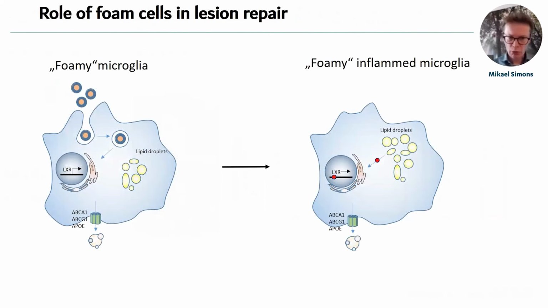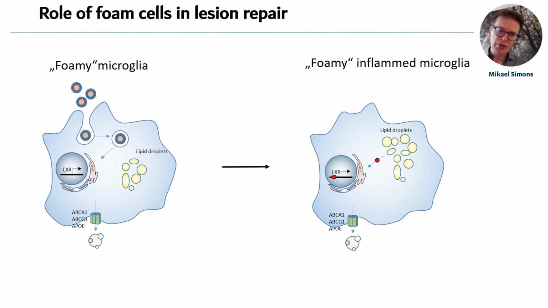So how we have to see this is that foamy microglia, in fact, is an adaptive state. It's important to store lipids safely in lipid droplets. But then it's also important to resolve these cells by the reverse cholesterol pathway and by the actions of lipoproteins. Now, if this does not happen, then these foamy microglia might convert into foamy inflamed microglia. And this is the maladaptive state that correlates with poor recovery.